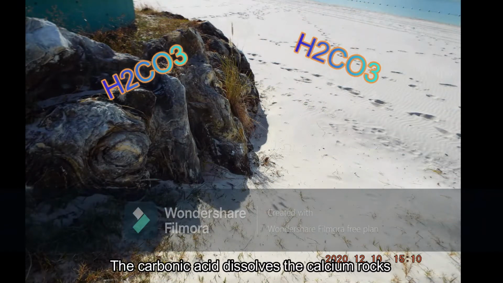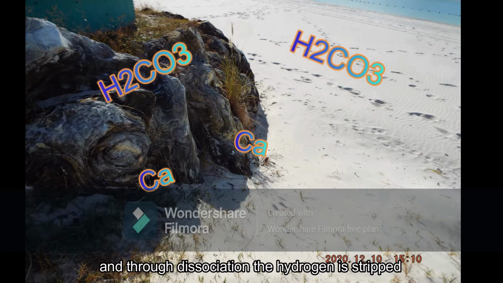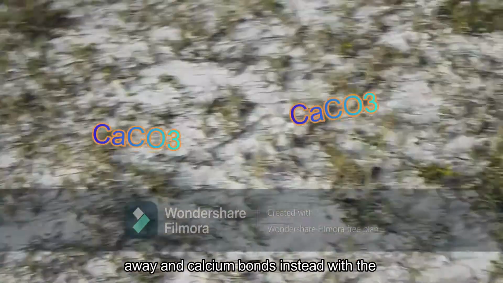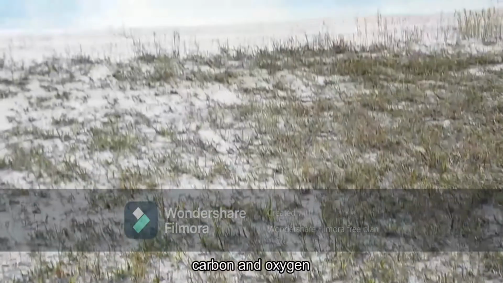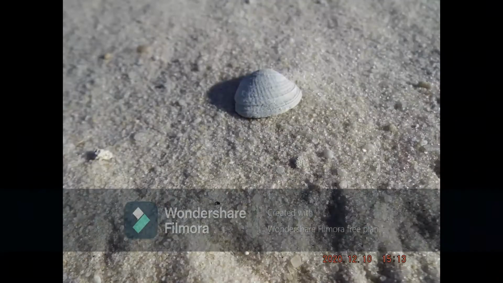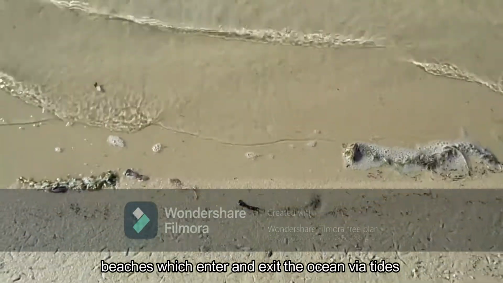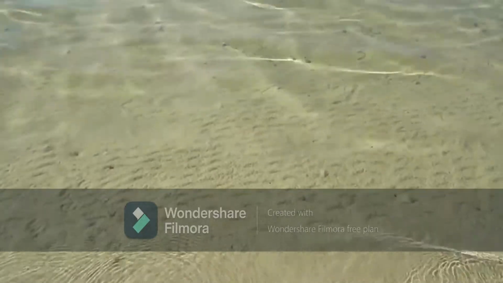The carbonic acid dissolves the calcium rocks, and through dissociation, the hydrogen is stripped away, and calcium bonds instead with the carbon and oxygen. This calcium has a reservoir of shells which reside on beaches and enter and exit the ocean via tides.